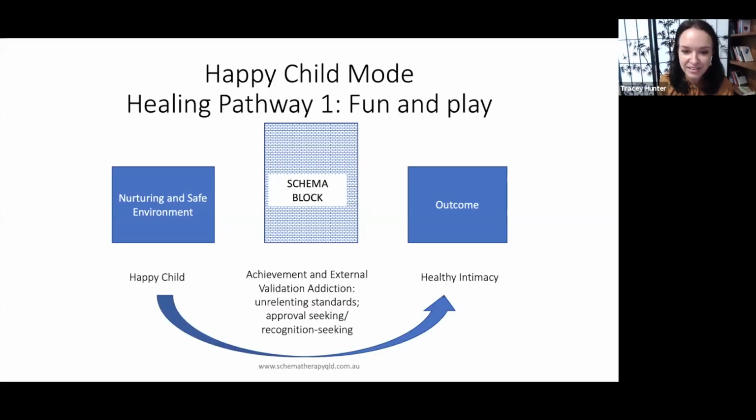Okay, and how do we get that kind of addiction? Through these 2 schemas. The first one is the unrelenting standards schema, and the second one is an approval seeking or recognition seeking schema. Okay, so let's think of an example. Say we've got a child who's otherwise a fairly happy-go-lucky, contented child. They like reading, or building blocks, or horses, or riding motorbikes, or whatever. It doesn't matter.